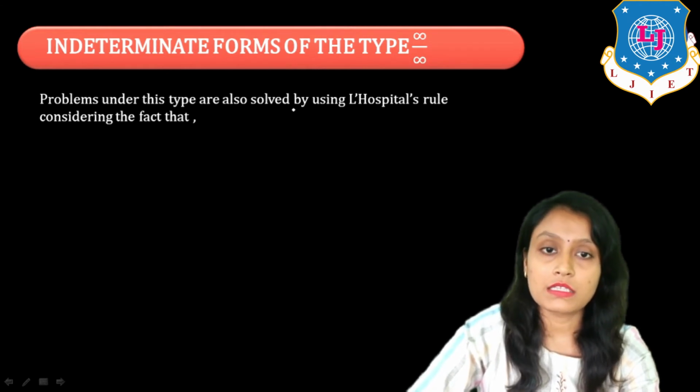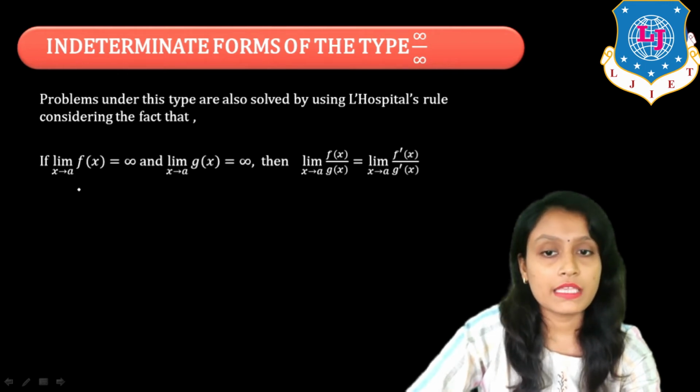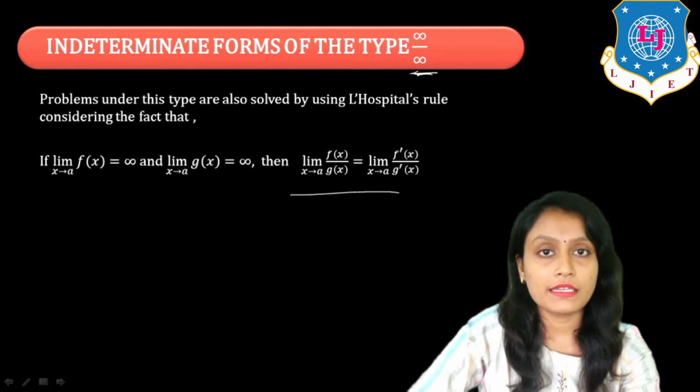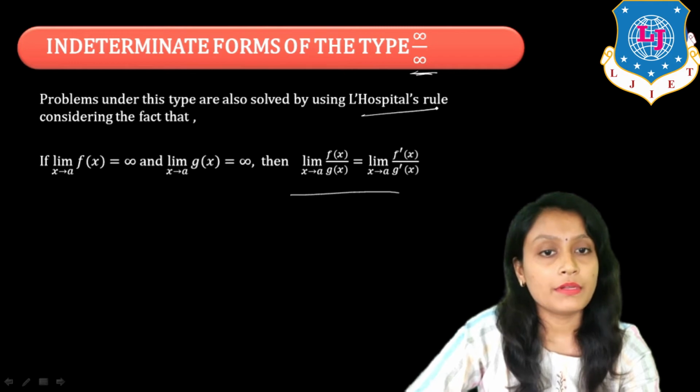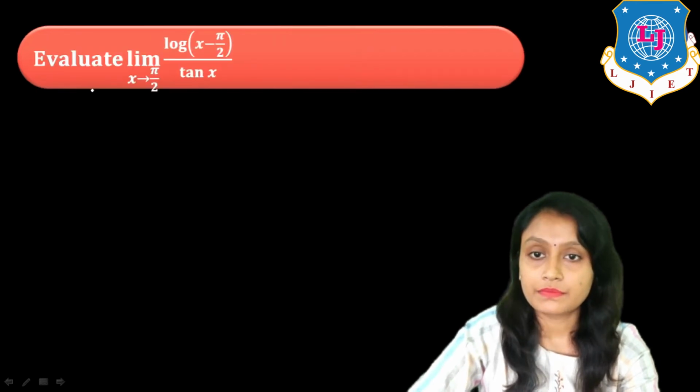Problems under this type are solved by using L'Hopital's rule, considering the fact that if limit x tends to a of f(x) tends to infinity and limit x tends to a of g(x) tends to infinity, then limit x tends to a of f(x) upon g(x) is equal to limit x tends to a of f dash x upon g dash x. So whenever we have the form infinity by infinity, then also we will apply L'Hopital's rule. In this, we have to take the derivative of numerator and denominator separately. Now let's begin with the example.